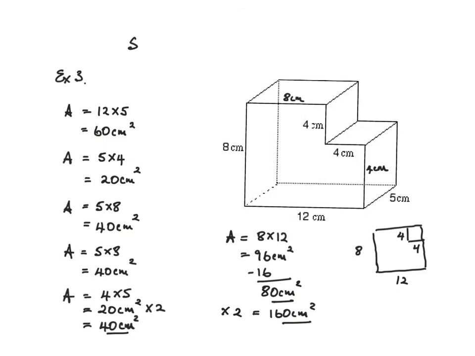So the surface area then is going to be 60 plus 20 plus 40 plus 40 plus 40 plus 160. And that gives us, so 16 plus 4 is 20, 24, 28, 30, 36, that's 360 centimetres squared.